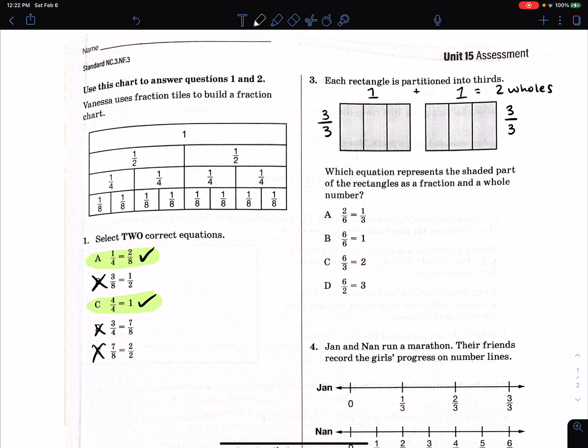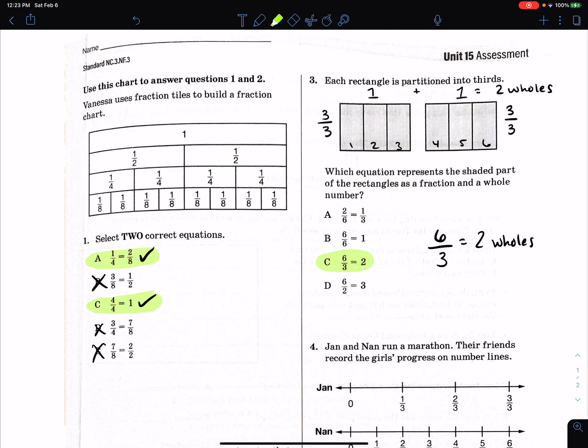Okay, so now I need to figure out my fraction. So again, I know that each shape is divided into thirds, so trying to write that fraction, my denominator is going to be 3 because each rectangle is divided into 3. But now to get my numerator, I have to count each section in both rectangles. So 1, 2, 3, 4, 5, 6. So I have 6 thirds equal to 2 wholes. So my correct answer is going to be letter C.